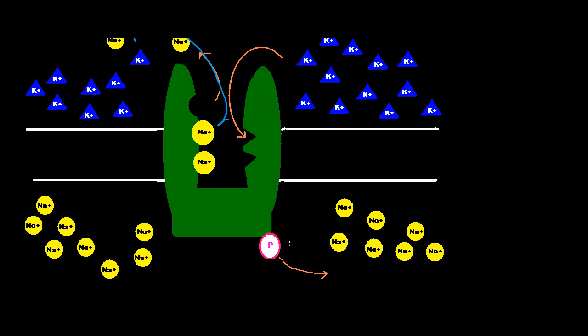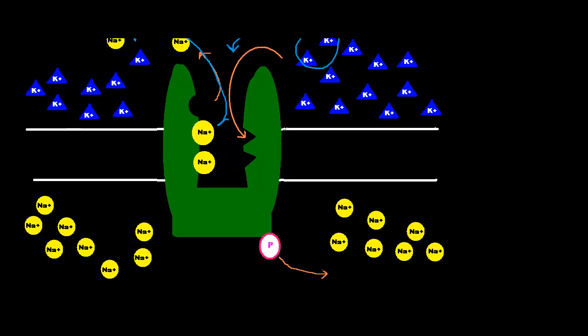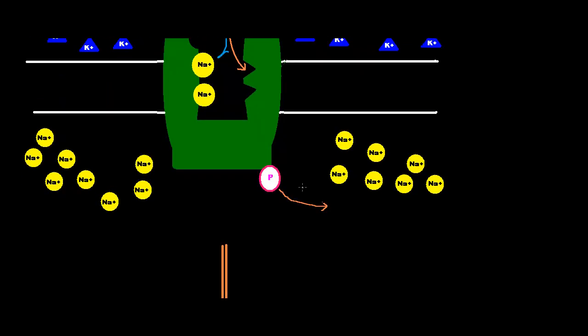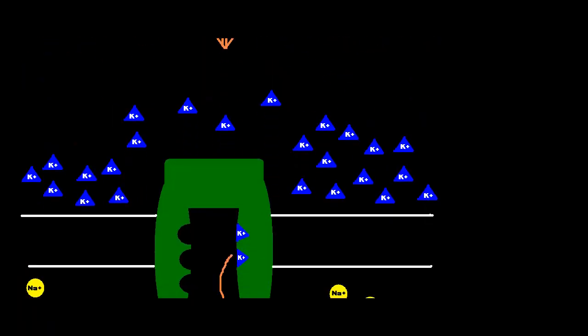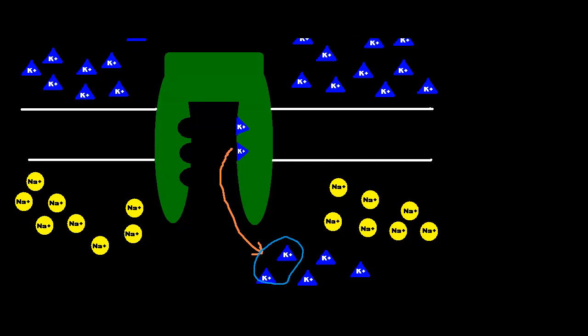If the phosphate molecule leaves, the pump will regain its original shape. But before that happens, before the phosphate leaves, 2 potassium ions from the outside bind to the pump. It's after this that the phosphate group leaves and the pump regains its original shape, and the 2 potassium ions are delivered into the cytoplasm.